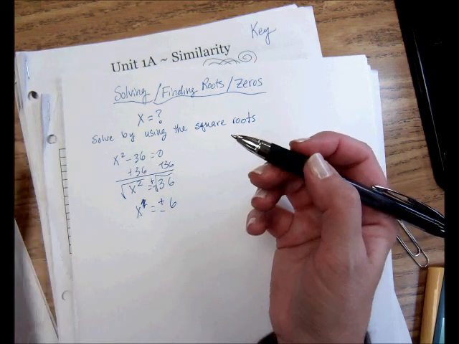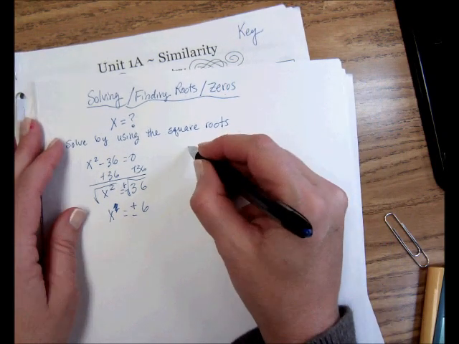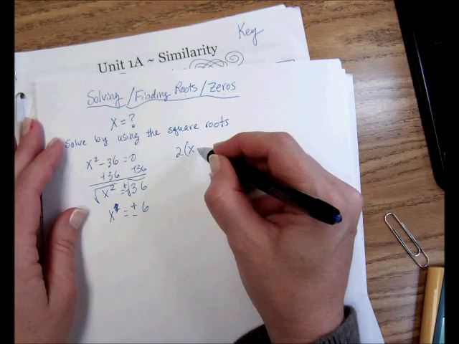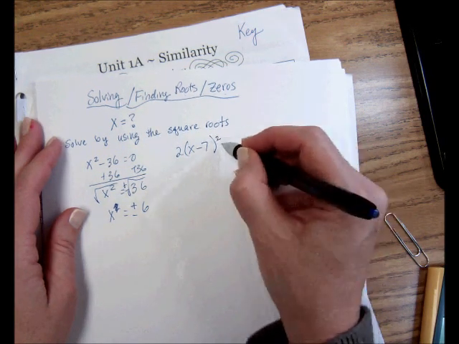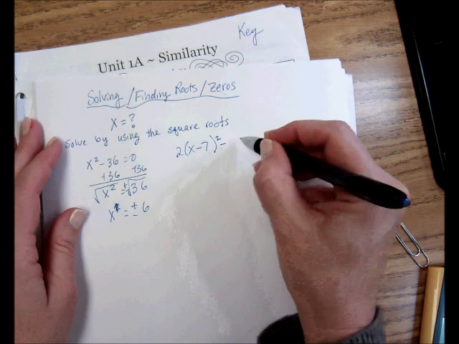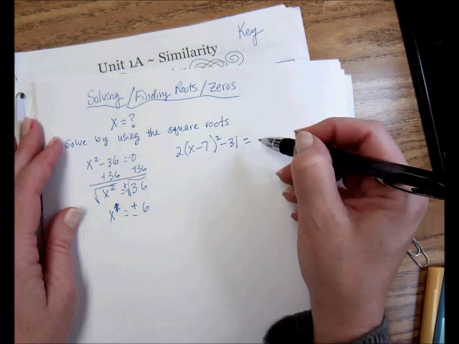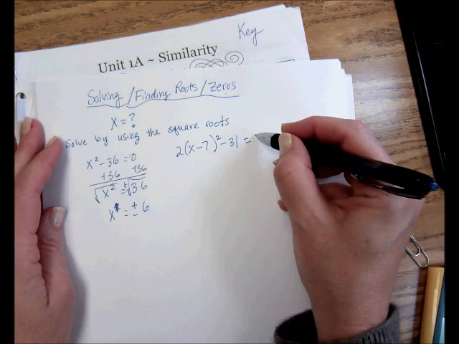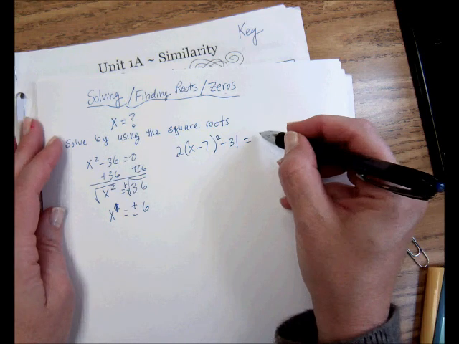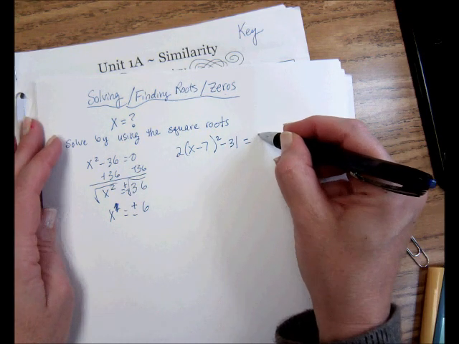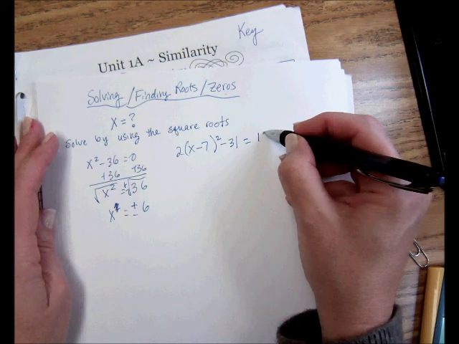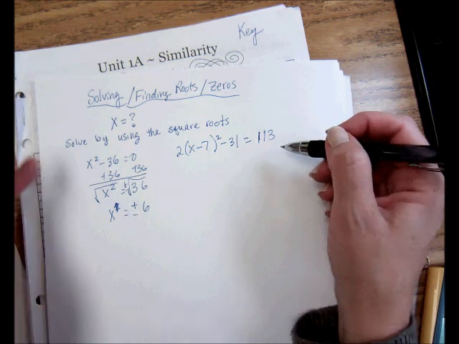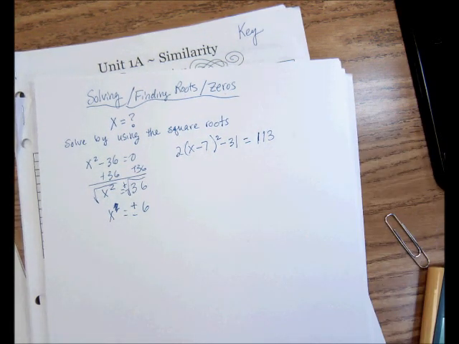So that's one situation. Another situation is where I have some quantity that's squared. So for instance, I have 2 times (x minus 7) squared, minus 31, is equal to, let's say, 113. Okay, so in this situation, I was trying to figure out one that I could do and that would work out for us.